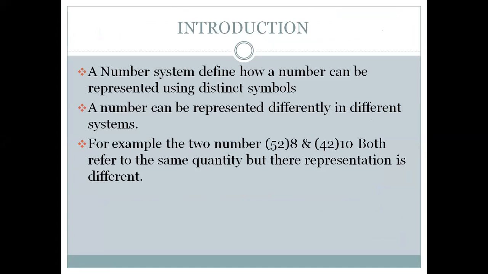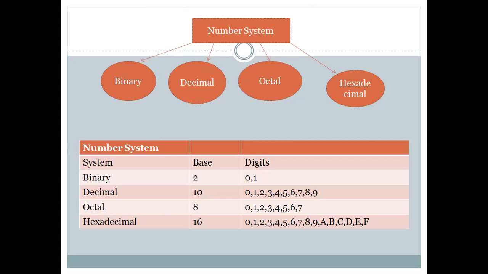A number system defines how a number can be represented using distinct symbols. Means a single number can be represented in different ways. So a number can be represented differently in different systems. For example, the two numbers 52 base 8 and 42 base 10 both refer to the same quantity, but their representation is different. That means the quantity is the same, but the representation is different. So we use four types of number system to represent the different systems.